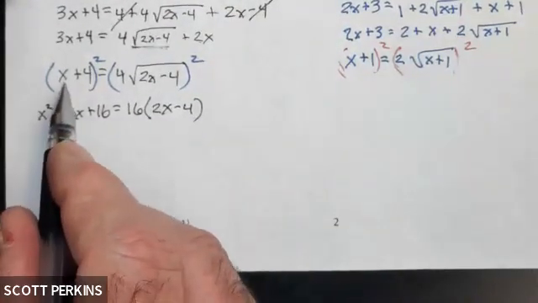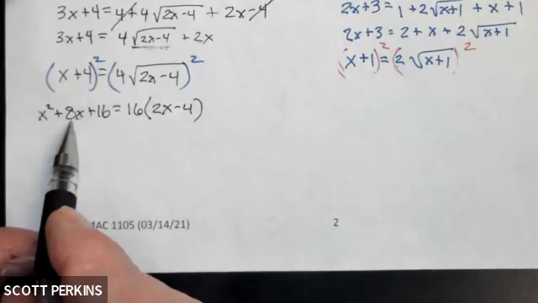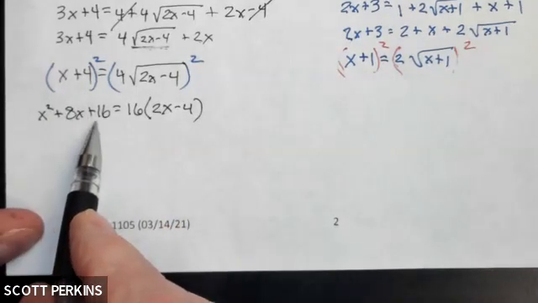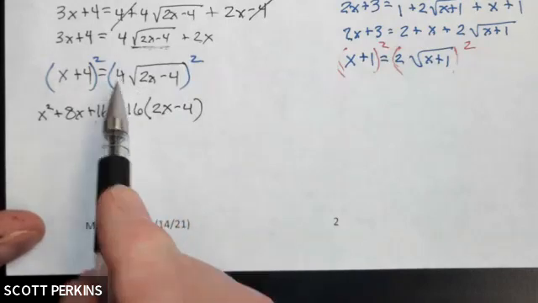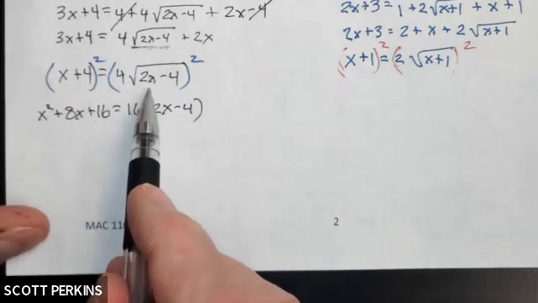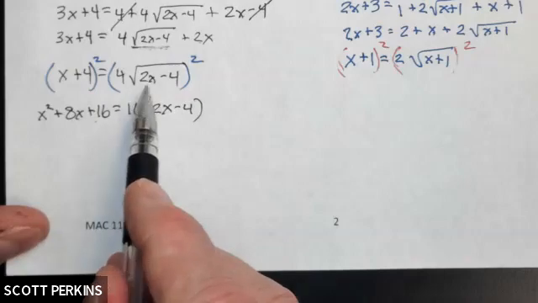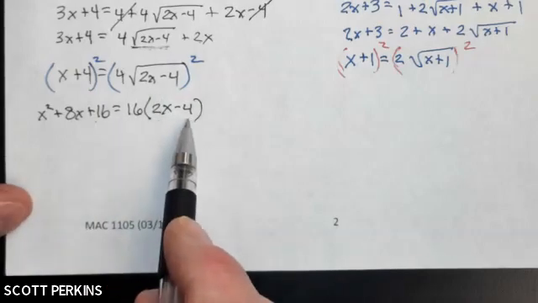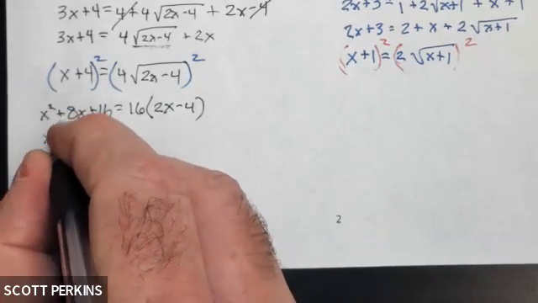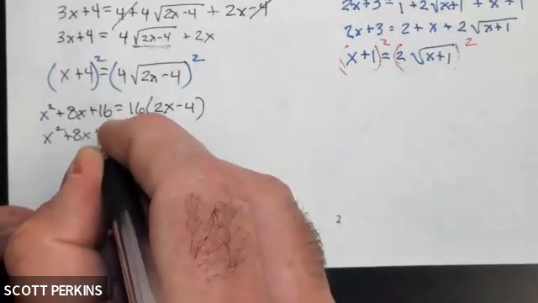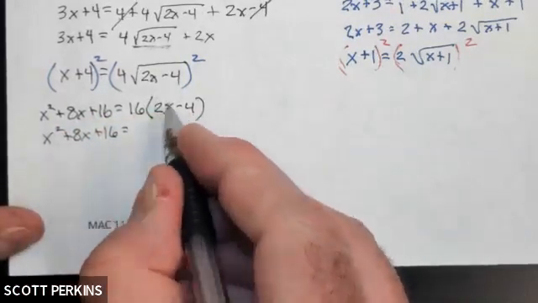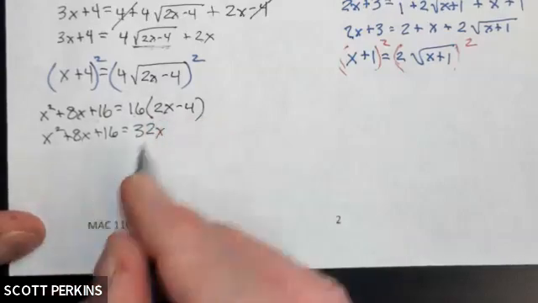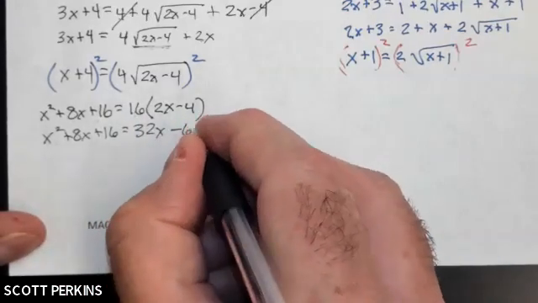So over here, I squared x plus 4, and I got x squared plus 8x plus 16. That's just foiling. On the right, 4 times 4 is 16. And then the square root of 2x minus 4 is just 2x minus 4. So I have x squared plus 8x plus 16. 16 times 2x is 32x. 16 times negative 4 is negative 64.